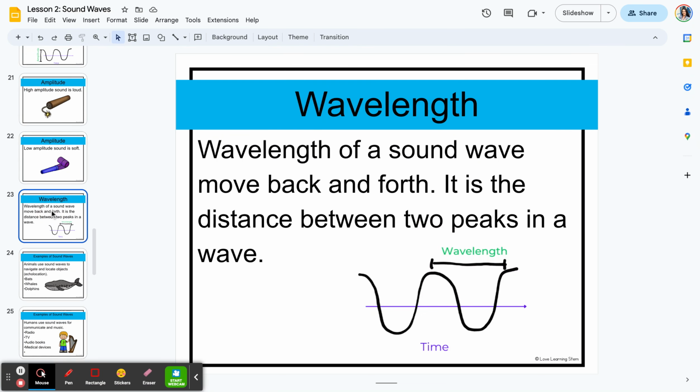And it's very interesting because the wavelength of a sound, which is from one peak to another peak, is actually the sound wave moving back and forth. It is the distance between the two peaks of a wave.